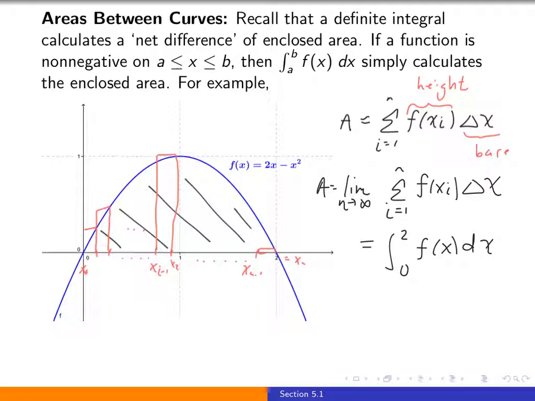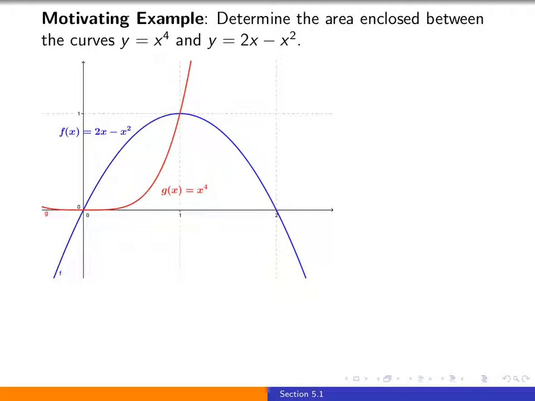So let's take this basic approach and modify it to calculate an area between curves. To do so, we are just going to look at this motivating example. We're going to look at the area between the curve y equals x to the fourth, which is in red, and 2x minus x squared, which is in blue. Just from graphical inspection, we see that the area enclosed is going to be between an x value of 0 and an x value of 1. So this point of intersection of the curves will be (1, 1), and the other point of intersection is (0, 0).